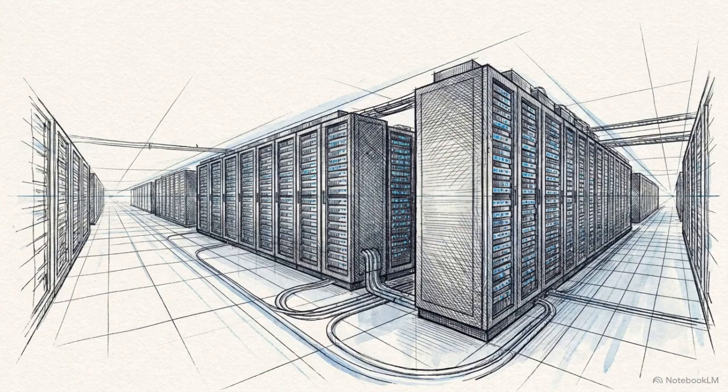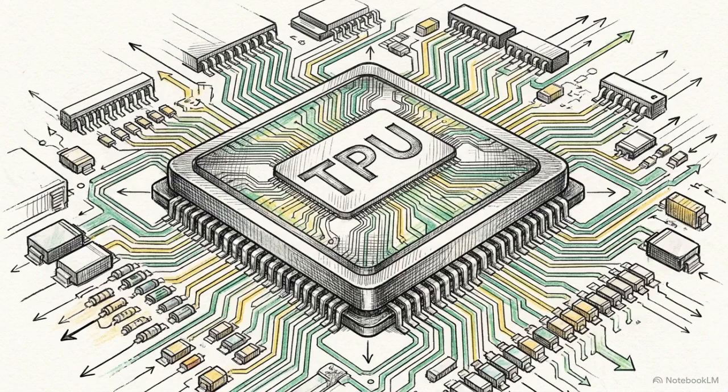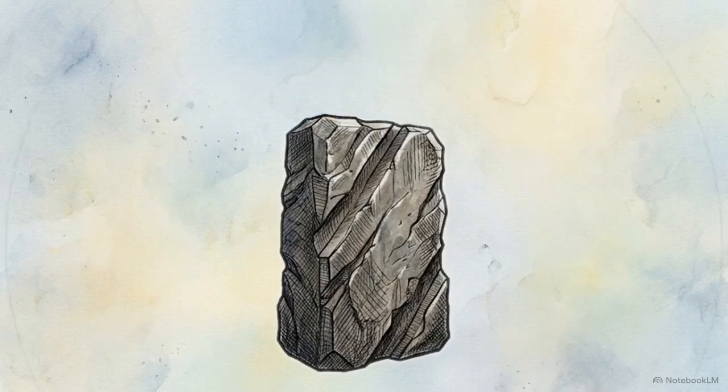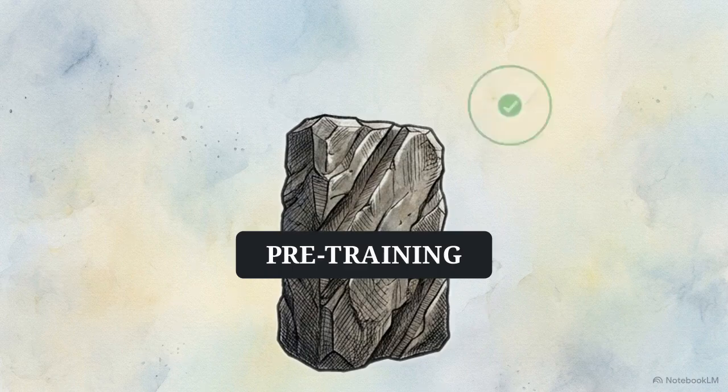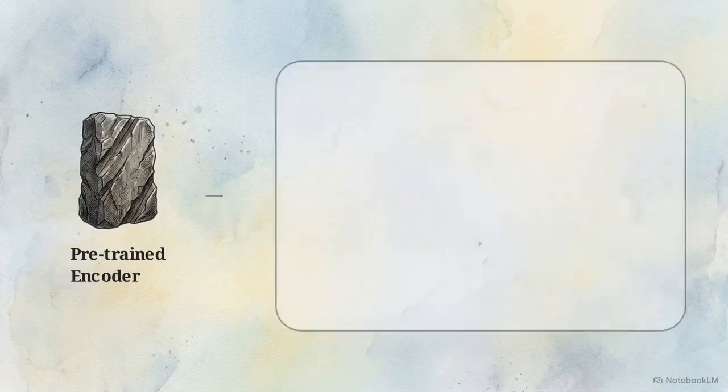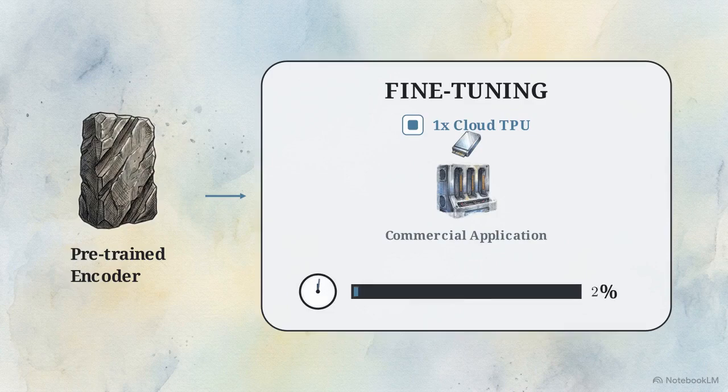Executing those calculations across a 3.3 billion word corpus requires immense hardware. Pre-training BERT large for 1 million steps at 128,000 tokens a batch required 64 TPU chips running continuously for 4 days. While that pre-training requirement is massive, that cost is incurred exactly once. After pre-training, fine-tuning the model for a specific commercial application takes roughly an hour on a single TPU.